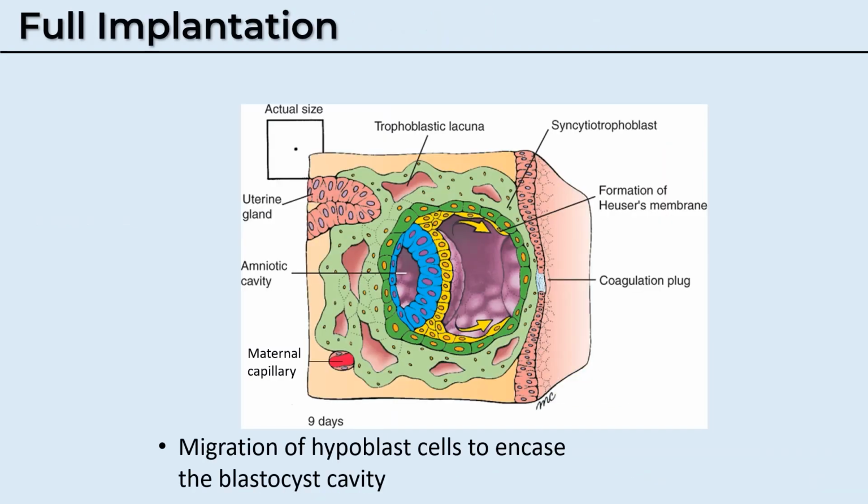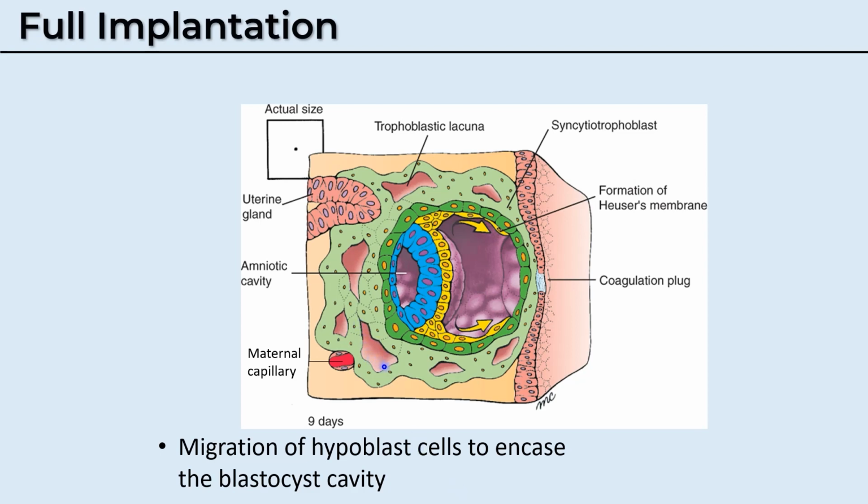So now we are beginning to have what we call the full implantation. So the syncytial trophoblasts are continuing to move through the endometrium of the uterus. And they're going to reach the uterine glands and the capillaries. And as they do this, they are going to form what we call trophoblastic lacunae.